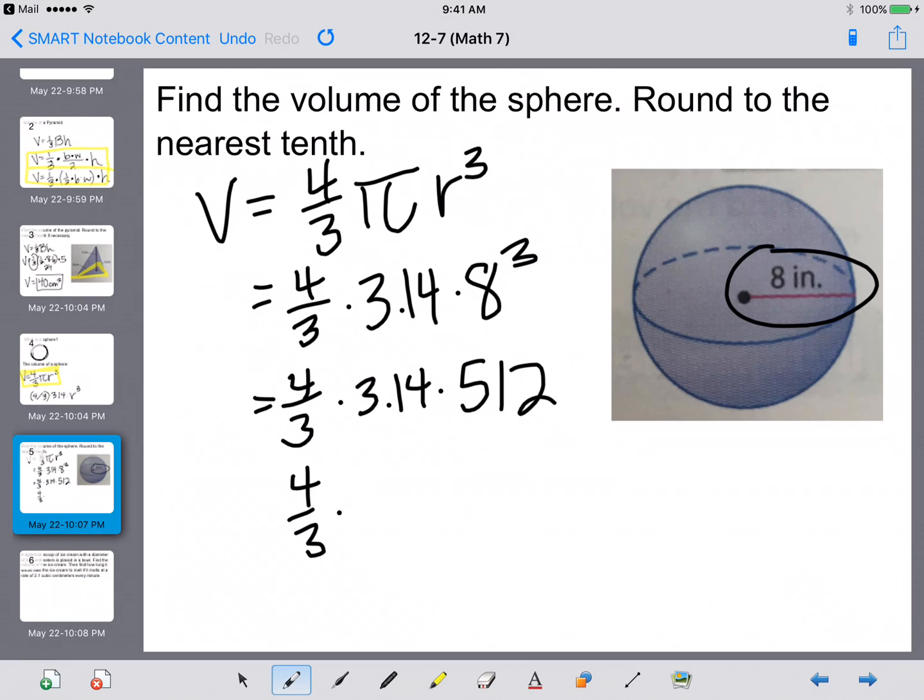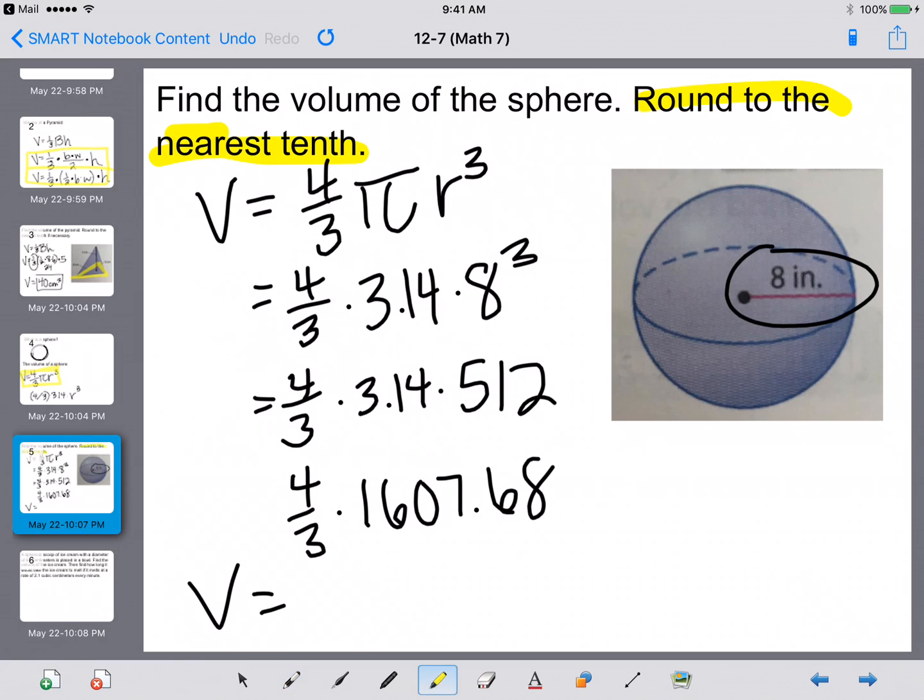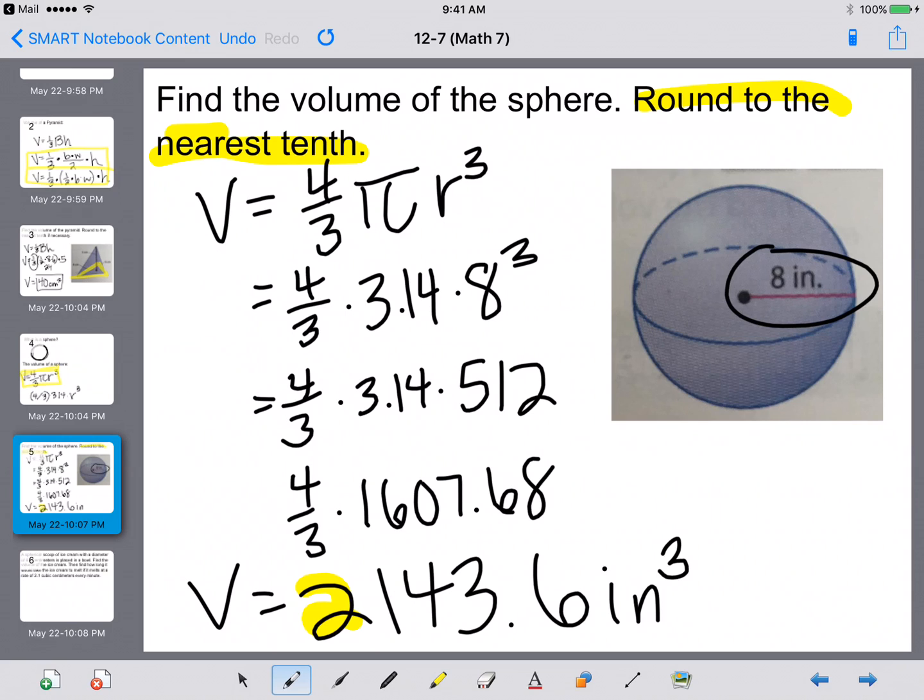and getting 1,607.68. And then I'm typing that into my calculator with our parenthesis 4 divided by 3 parenthesis times 1,607.68. And we want to round to the nearest tenth, so my calculator is giving me 2,143.573333, so that would be 2,143.6 inches cubed.